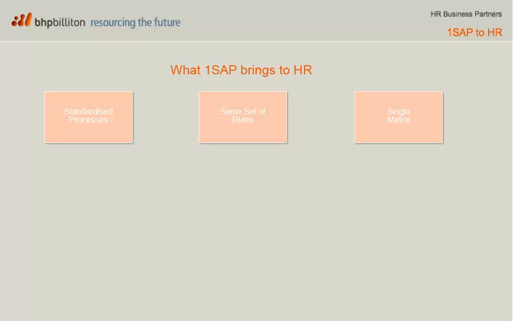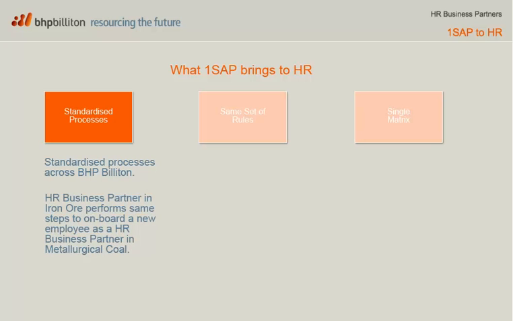What 1 SAP brings to HR. It helps to standardize processes across BHP Billiton. For example, an HR business partner in iron ore performs the same steps to onboard a new employee as an HR business partner in metallurgical coal.